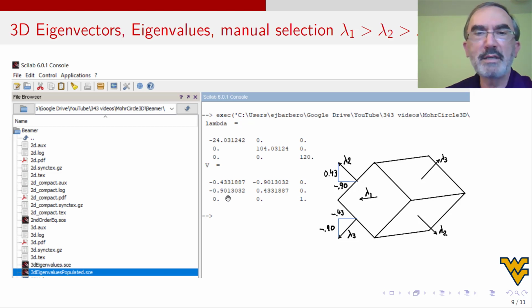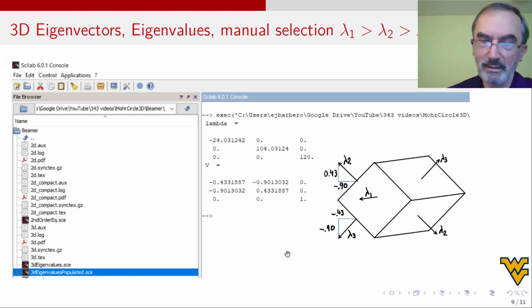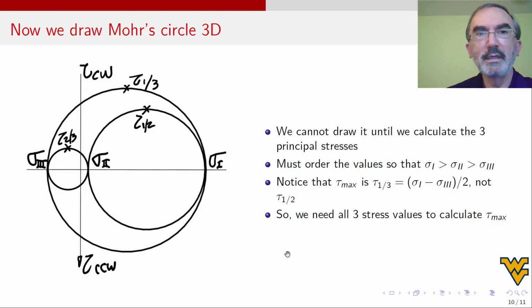Is this the one that has minus 43, minus 0.9? Minus 43, minus 0.9, so it must be this. So I got everything. I got the values, and I got the directions. And from the direction, I can get the angles. Okay? All right, and so now we can draw the Mohr circle.